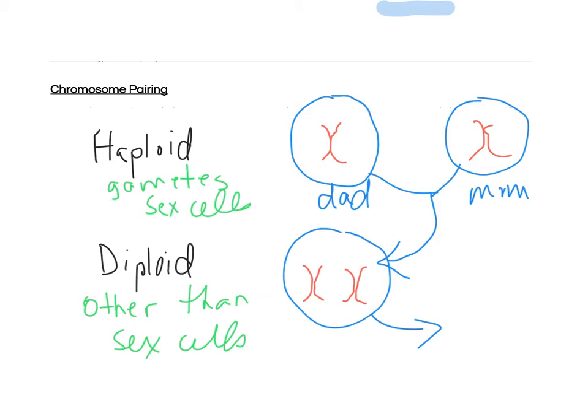And then you go on and duplicate from that one cell. So it should make sense to you that in every diploid cell in your body, you have two sets of chromosomes. Half of the set is a chromosome from your dad, and half of that set is a chromosome from your mom. Right? So when we talk about chromosome pairing, we're talking about the fact that you should have two sets of chromosomes, one from dad and one from mom.